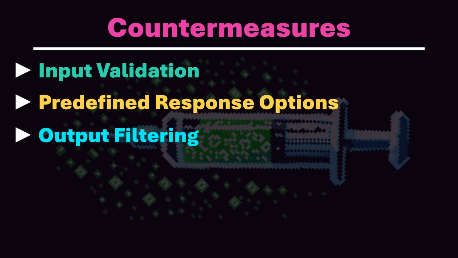Output filtering. Implementing a filter to monitor the AI model's output in real time can help detect and block inappropriate or harmful content. However, this faces the same challenge as input validation. Defining what counts as harmful or dangerous content is very difficult. There's also the risk of overblocking, where benign content might be filtered out.